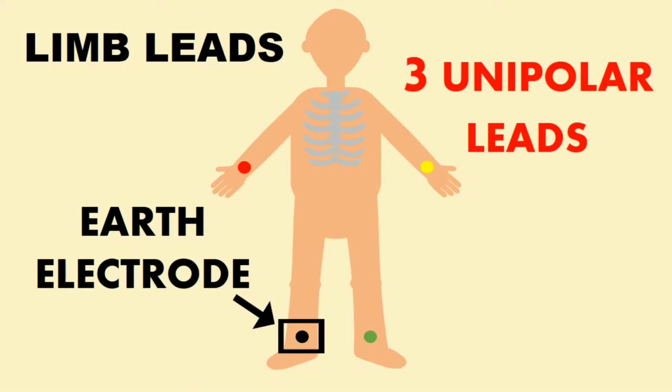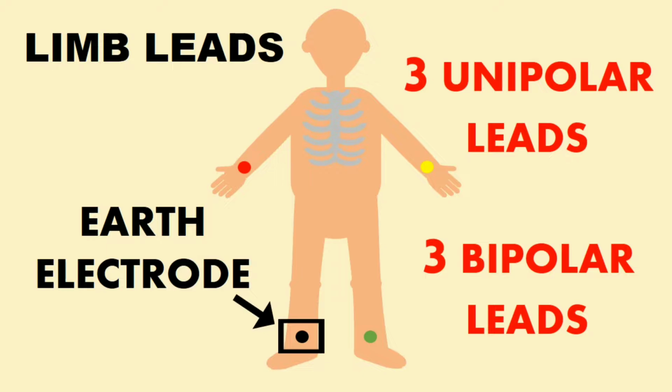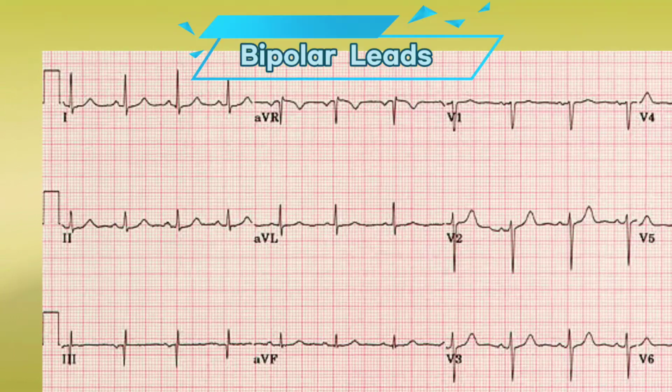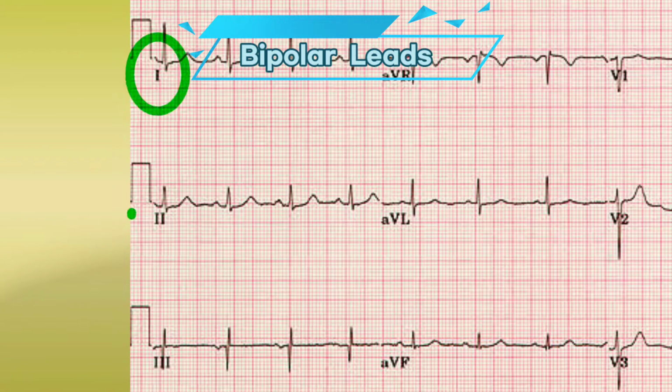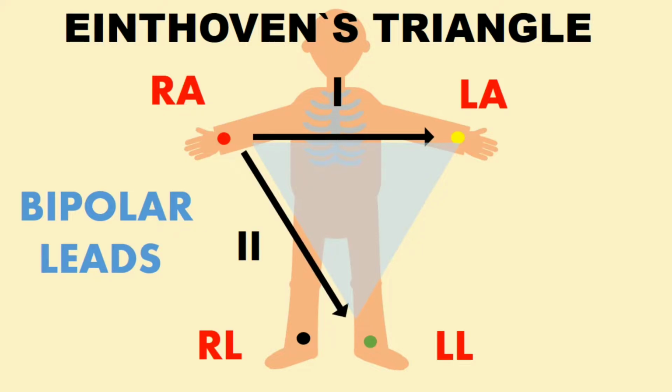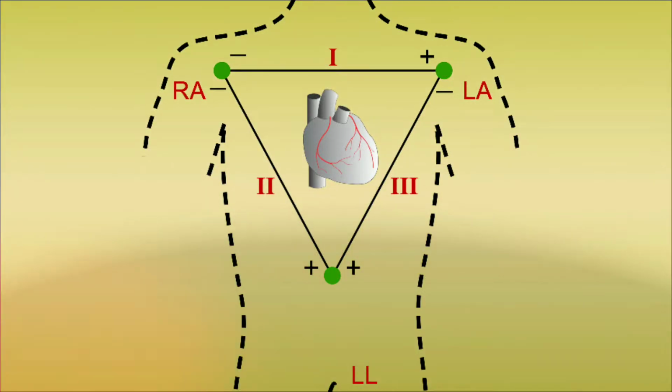3 unipolar and 3 bipolar leads are obtained from these 3 working electrodes. This helps in recording electrical activity of the heart from 6 different angles. The 3 bipolar leads are lead 1, lead 2, and lead 3. Let us understand them via Einthoven's triangle. Lead 1 is between right arm and left arm. Lead 2 between right arm and left leg. And lead 3 is between left arm and left leg. These are bipolar because they measure potential difference between 2 electrodes.